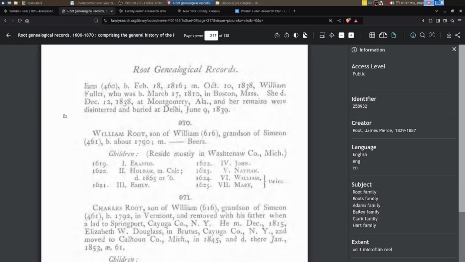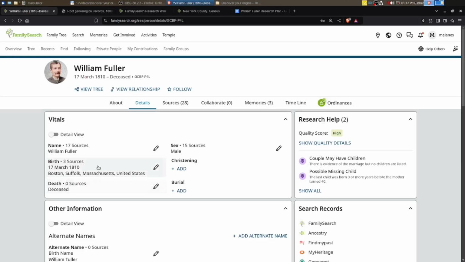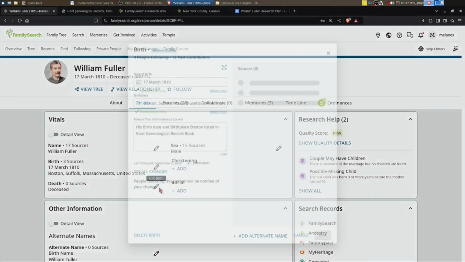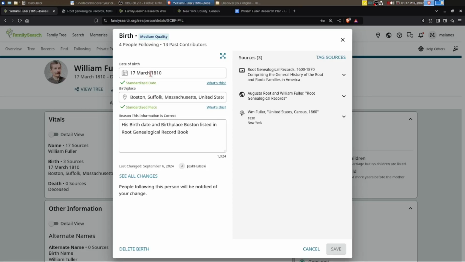And so, long story short, that means this birth information is actually a question mark, because we need to find actual records that show this. But there's also some other things we need to look at, because that book is saying the birth was in 1810. So this census record, Joshua says, is the key record for the family, the William Fuller family.